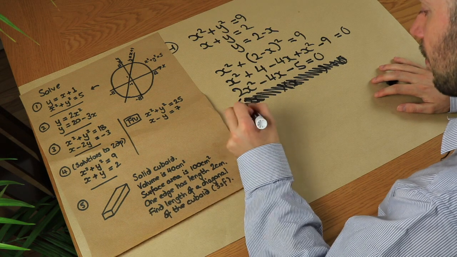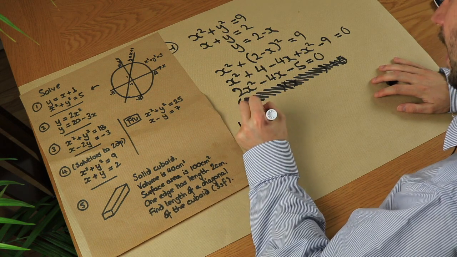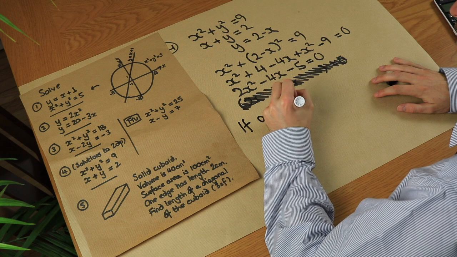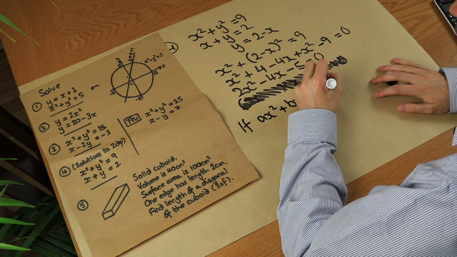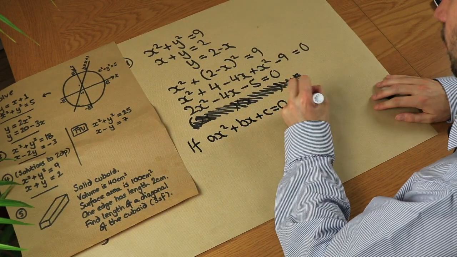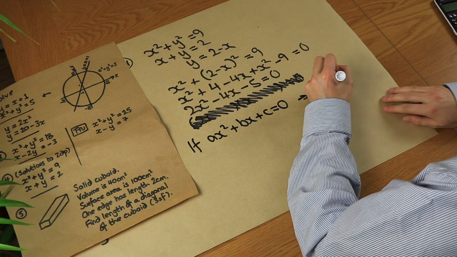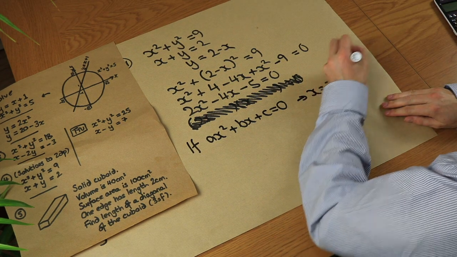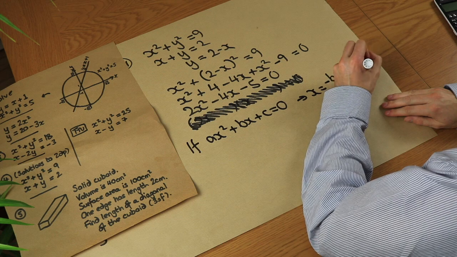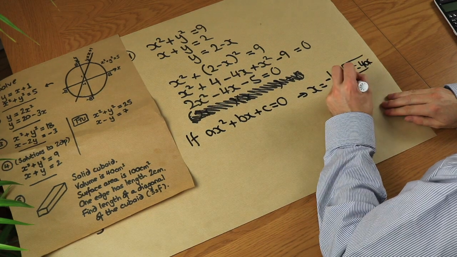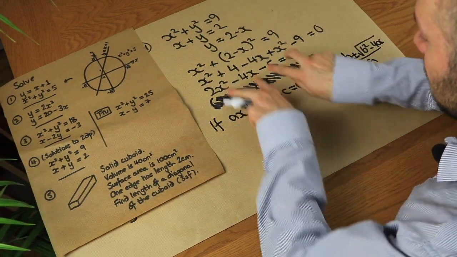Do you remember the quadratic formula? If ax squared plus bx plus c equals 0, then we can use the quadratic formula here. So x is equal to minus b plus or minus the square root of b squared minus 4ac, all over 2a. So let's compare this to this.